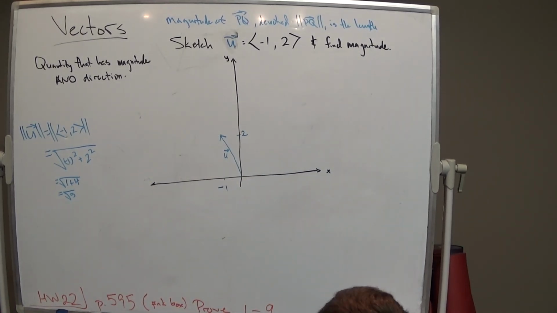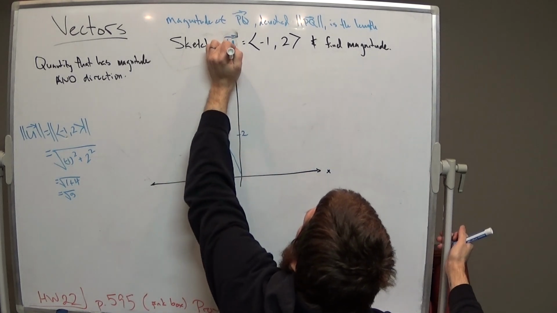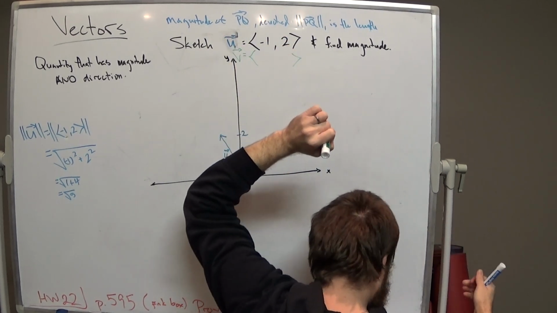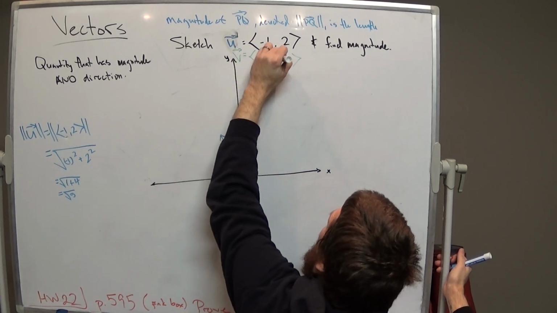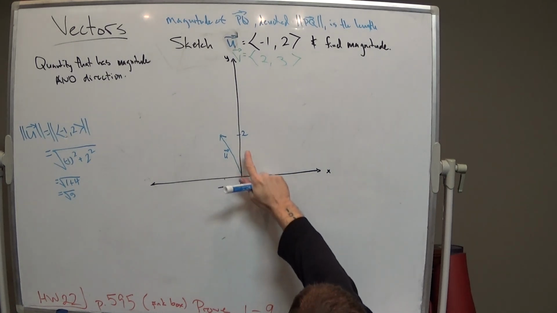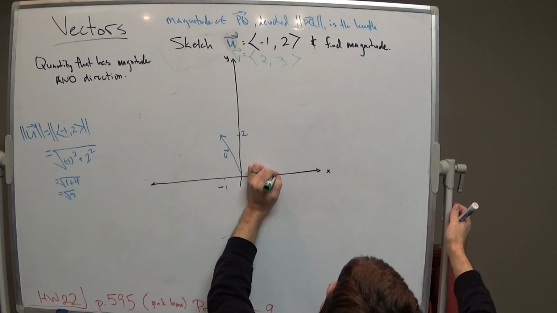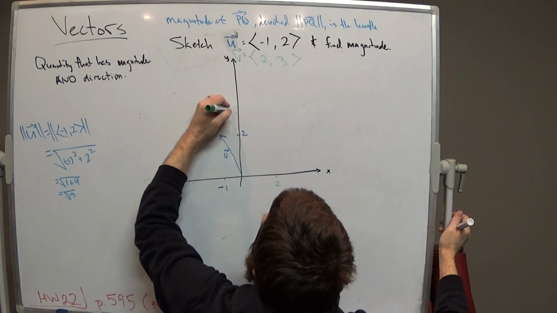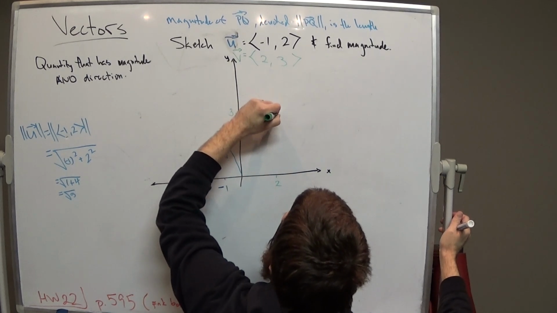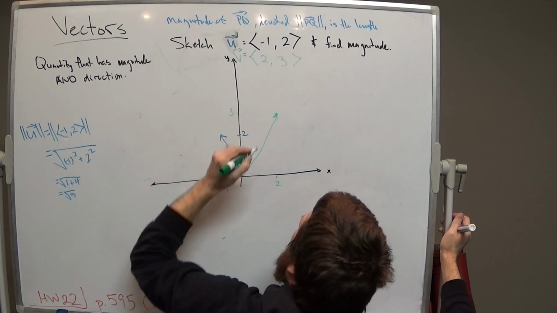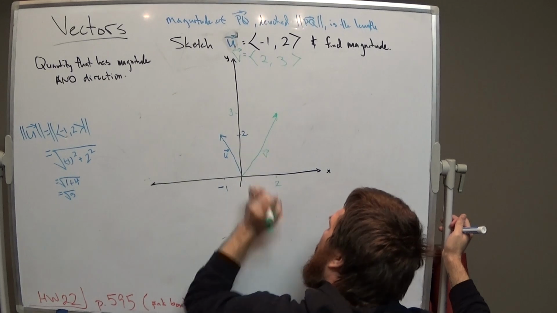Now, let's do another vector. Same deal. We're going to sketch v. And v is going to be (2, 3). Okay, so let's sketch it. 2 should be about here. 3 is probably right around here. So there's 2, 3. There's the point (2, 3), and there's the vector (2, 3). Okay.